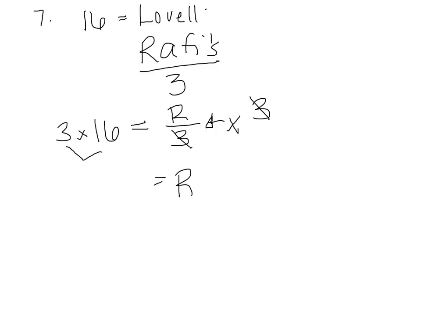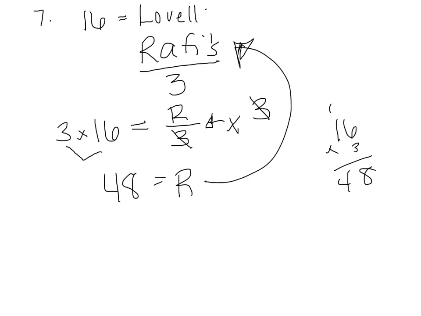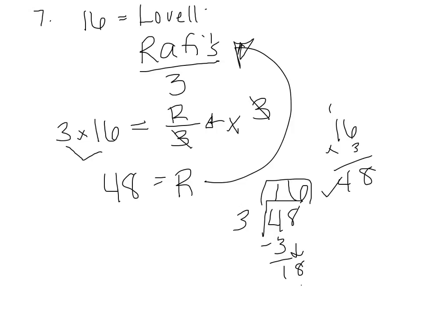Then I just need to do what is 3 times 16. 6 times 3 is 18. 3 times 1 is 3, plus 1 more is 4. So Rafi equals 48. If we want to test that out, we could always go back up to here and do what is 48 divided by 3, because that should equal Lovell's age of 16. 3 goes into 4 one time, minus that 3. Bring down my 8. 3 goes into 18 6 times. My answer checks out. So Rafi is 48 years old.